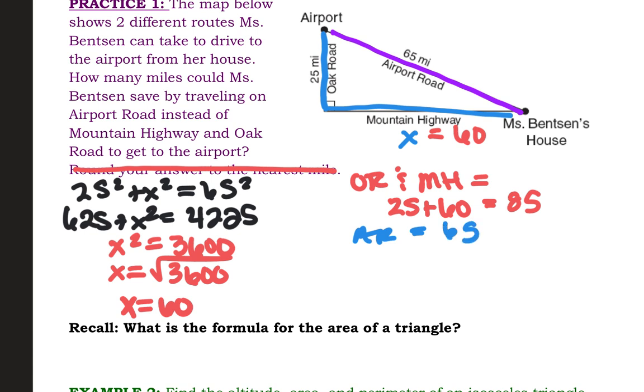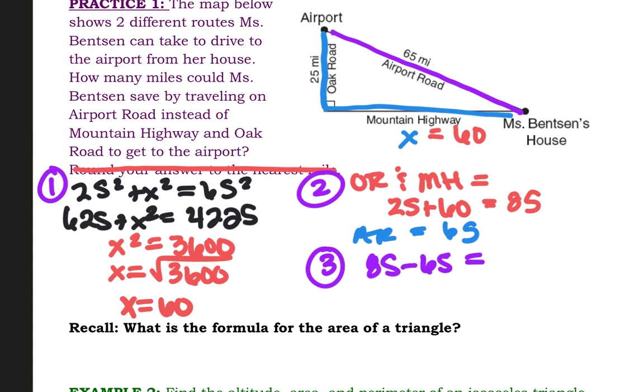So the question is, how much does she save? What should we do here? Good. We should subtract. So step 3, we should do 85 minus 65. What does that get us? 20. Good. She saved 20 miles.